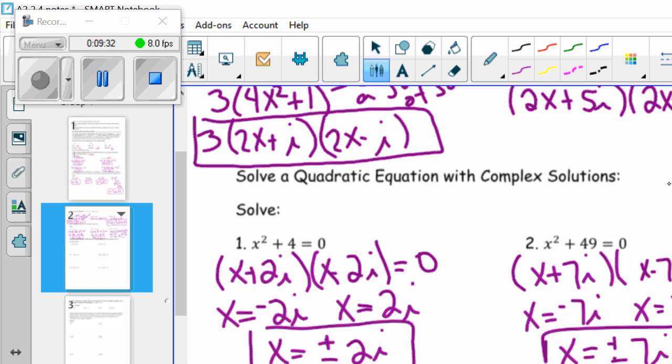All right, that's where we're going to stop for day 1 of our complex numbers. Tomorrow we will pick up with multiplying and dividing complex numbers.